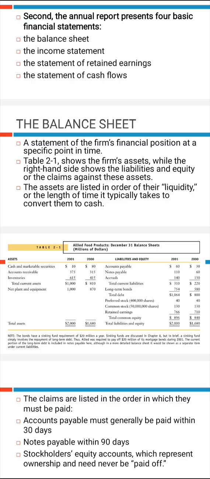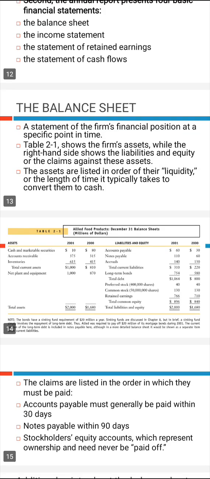So for that purpose, the balance sheet is made, and it is the statement which shows the financial position of the firm at a specific point in time. Like here the years are given, the current year and the previous year. With the help of the previous year, we are able to determine how the company is performing in the current year. So for the current year, the balance sheet is made.